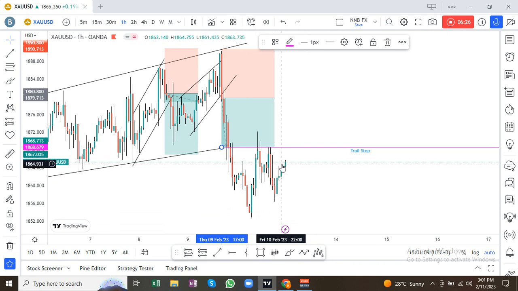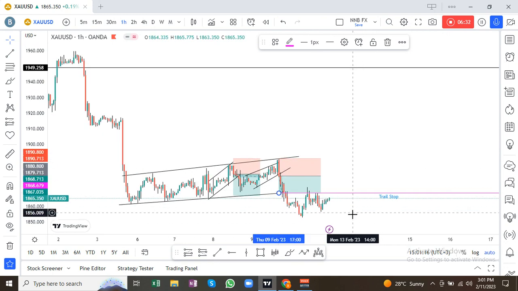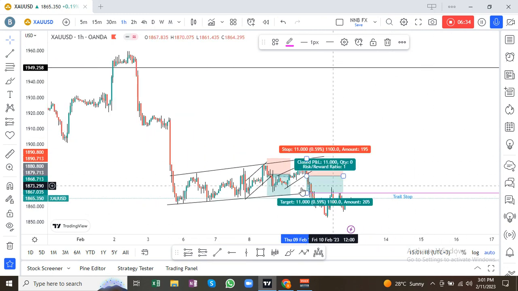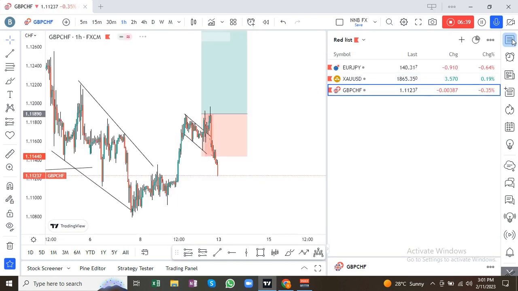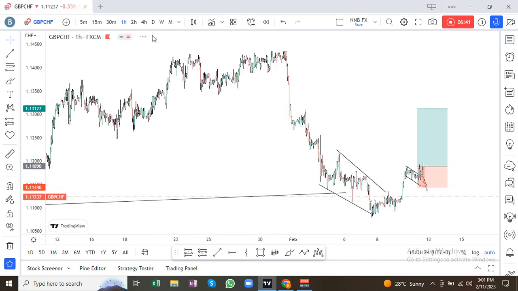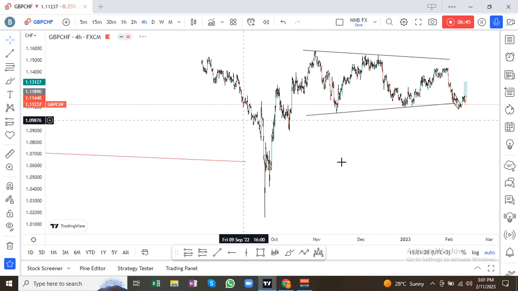And on Friday it was just correcting, going up. I don't know if on Monday it will continue correcting up to form a bigger structure, or it will impulse down. So guys, those were my trades on gold. And the last trade which I took on Friday, which I lost, was on Great Britain pound against the Swiss franc.